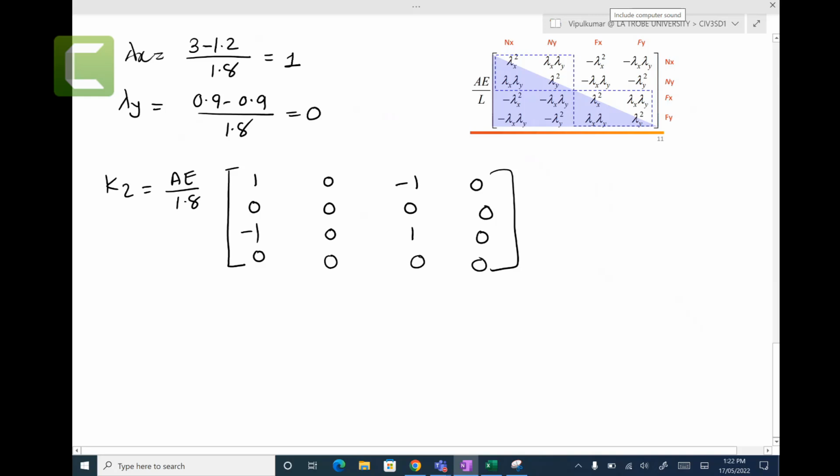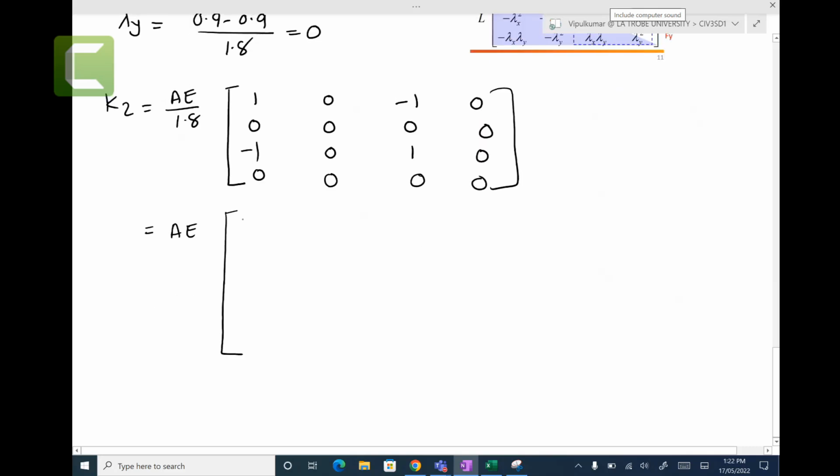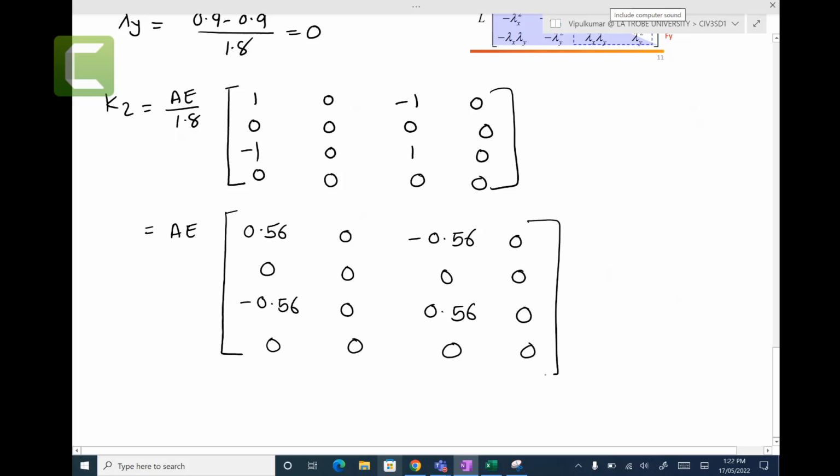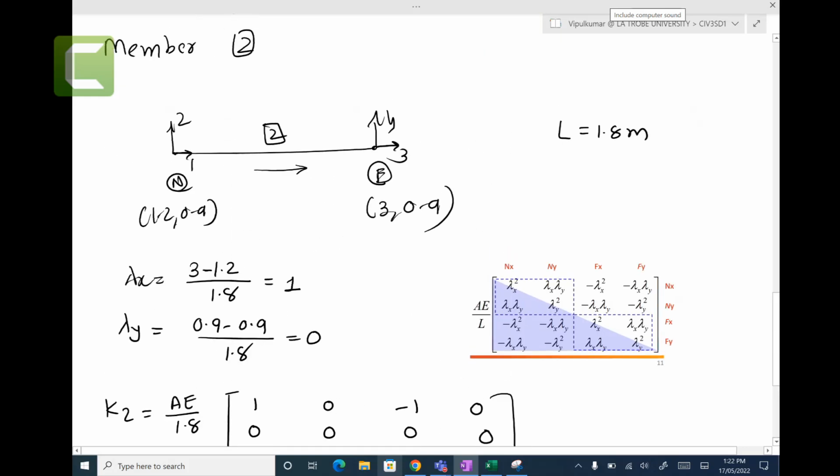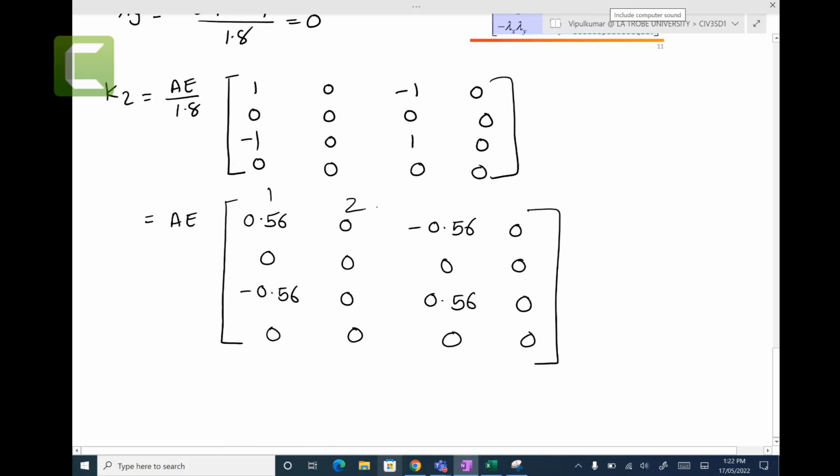So 1 divided by 1.8, you get 0.56. Then 0.56, 0, minus 0.56, 0, 0, 0, 0, minus 0.56, 0, 0.56, 0, 0, 0, 0. And the coordinates that we're going to write are 1, 2, 3, 4. Easy. 1, 2, 3, 4. That is K2.